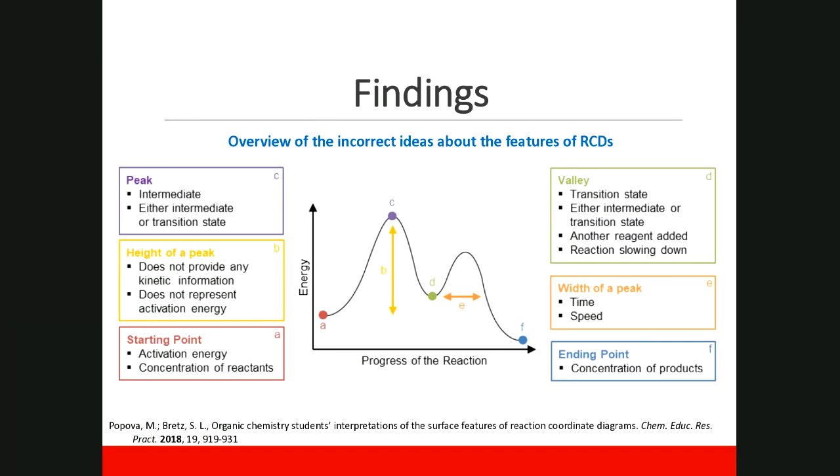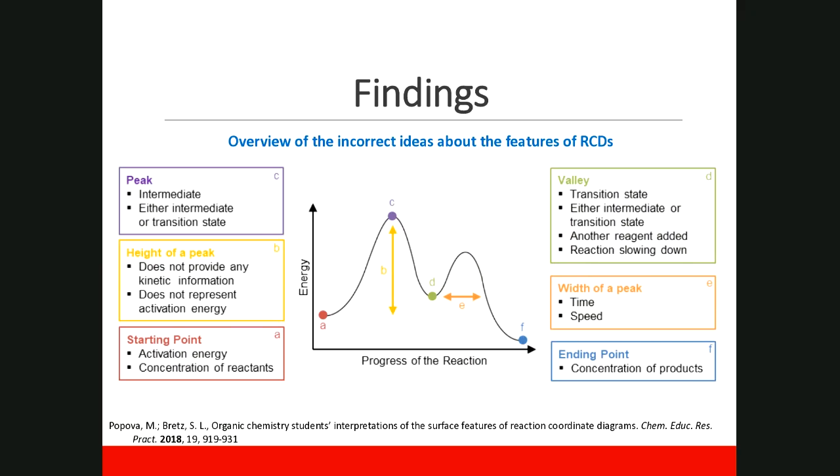And that's really problematic because with most of the students in our study, we started our interview by asking them a general question, something like, what do these reaction coordinate diagrams represent? And a lot of students told us that activation energy was the first thing that they would tell us. As they talk about activation energy, at the same time, almost all of them tell us that the width of the peak represents time and speed.